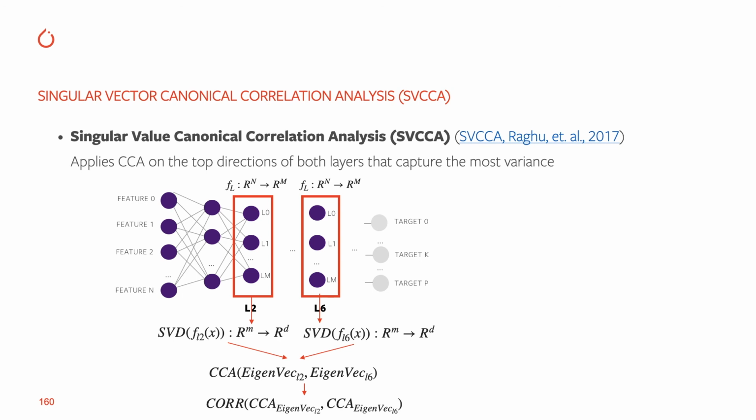SVCCA has some interesting properties. One of those is the invariance to affine transformations. This means that if we have two layers and the second layer is a linear transformation of the first layer, then those layers would still be similar, although the one is the transformation of the other.